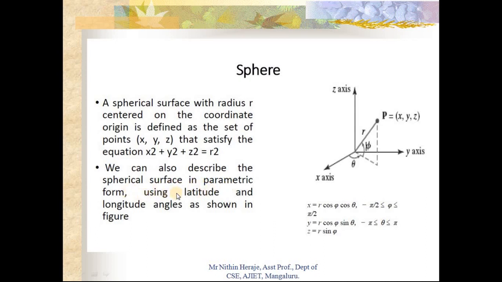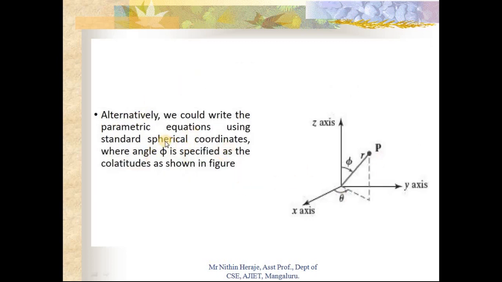The spherical surface in parametric form using latitude and longitude angles would be like this: x equal to r cos phi cos theta, where phi ranges from minus pi by 2 to plus pi by 2, y is r cos phi sin theta, and z would be r sin phi. Please note down these equations for the sphere in parametric form. Alternatively, you can write the parametric equation using the standard spherical coordinates, where phi is specified as the co-latitude. So this would be the phi now, not this. The angle has been changed over here.